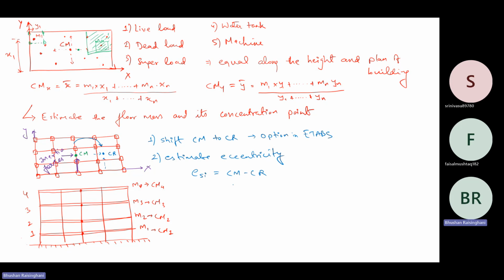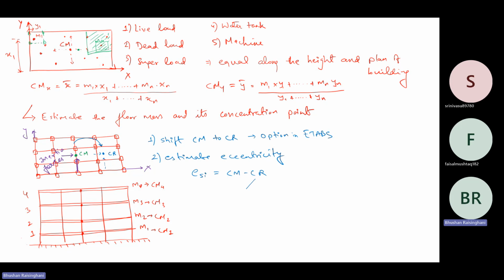How is it generally estimated? CM minus CR or CR minus CM? It is this formula, CM minus CR, that is to be followed. If CR is higher, this will become negative. So ESI is CM minus CR, and for that you need to estimate the CR.